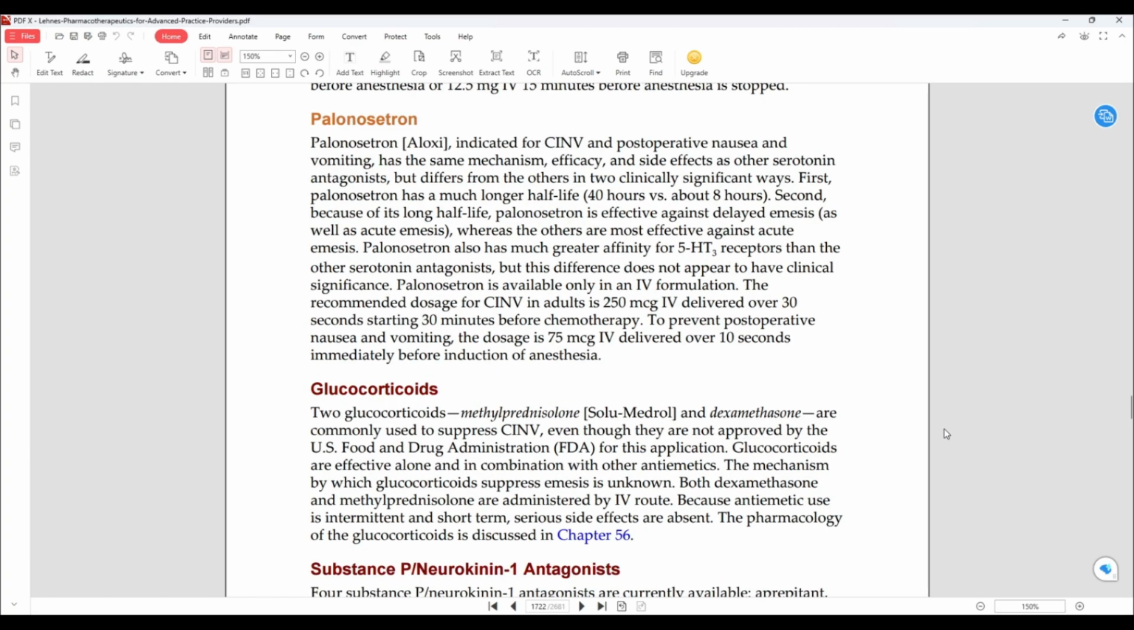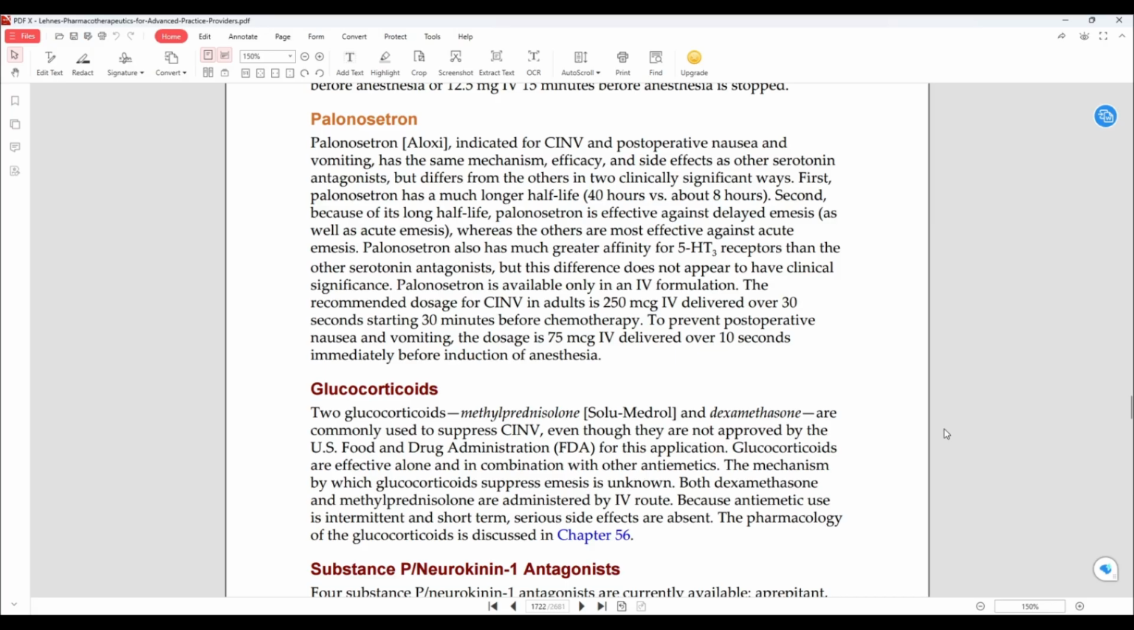That leads us to the fourth and last, palonosetron. Palonosetron, or Aloxi, indicated for CINV and postoperative nausea and vomiting, has the same mechanism, efficacy, and side effects as the other serotonin antagonists. However, it differs from the others in two clinically significant ways. The first is that palonosetron has a much longer half-life. It's 40 hours versus just 8. Second, because of its long half-life, palonosetron is effective against delayed emesis as well as acute emesis, whereas the others are most effective against acute emesis.